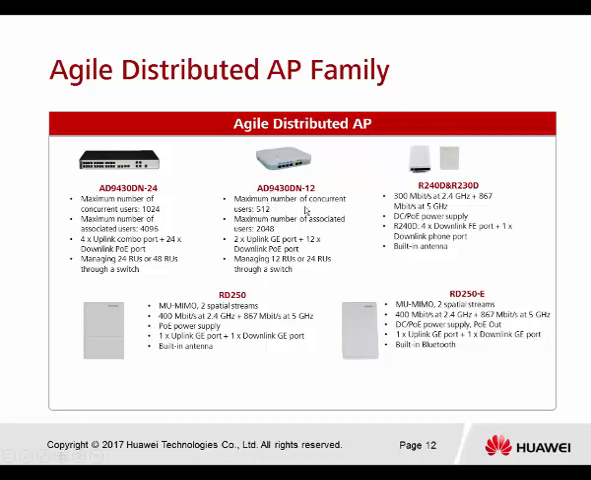Then the other one has fewer concurrent users when we compare to the 9430DN24. This only supports 512. The number of associated users is 2048. The uplink ports are 2 and 12 downlink PoE ports. Of course, the number it can support is lower when you compare to the 24.